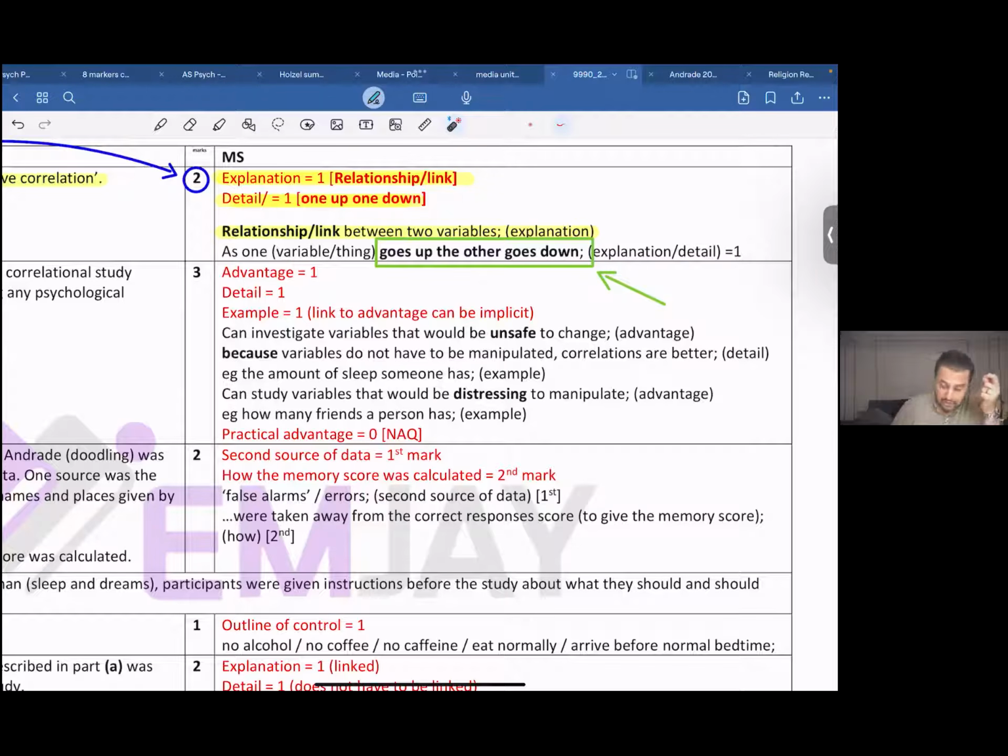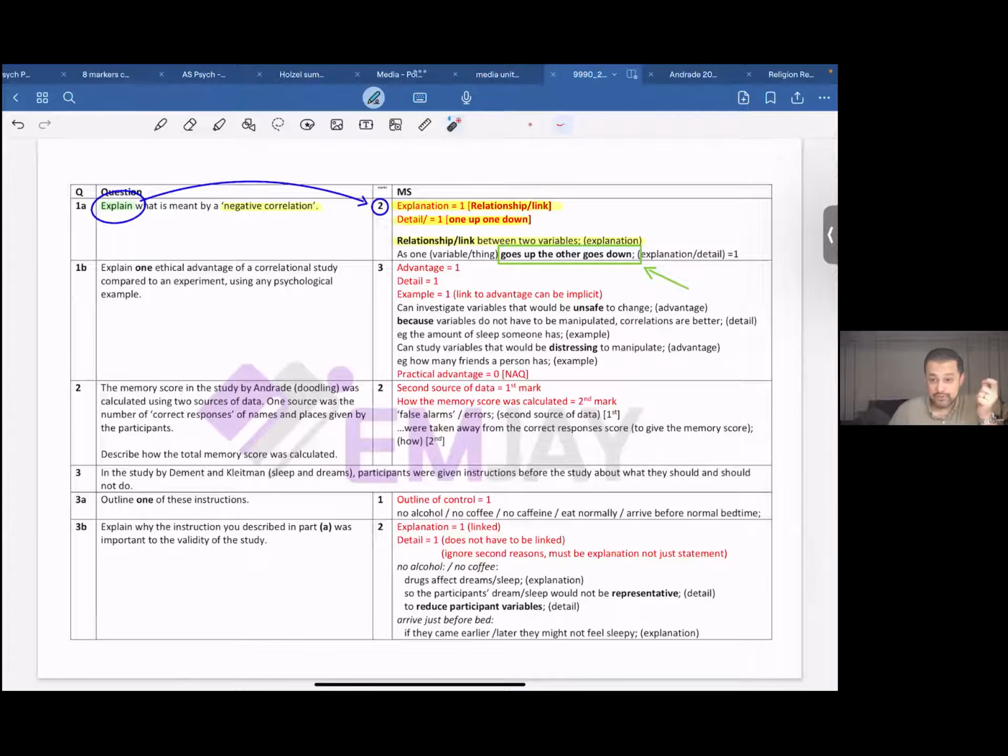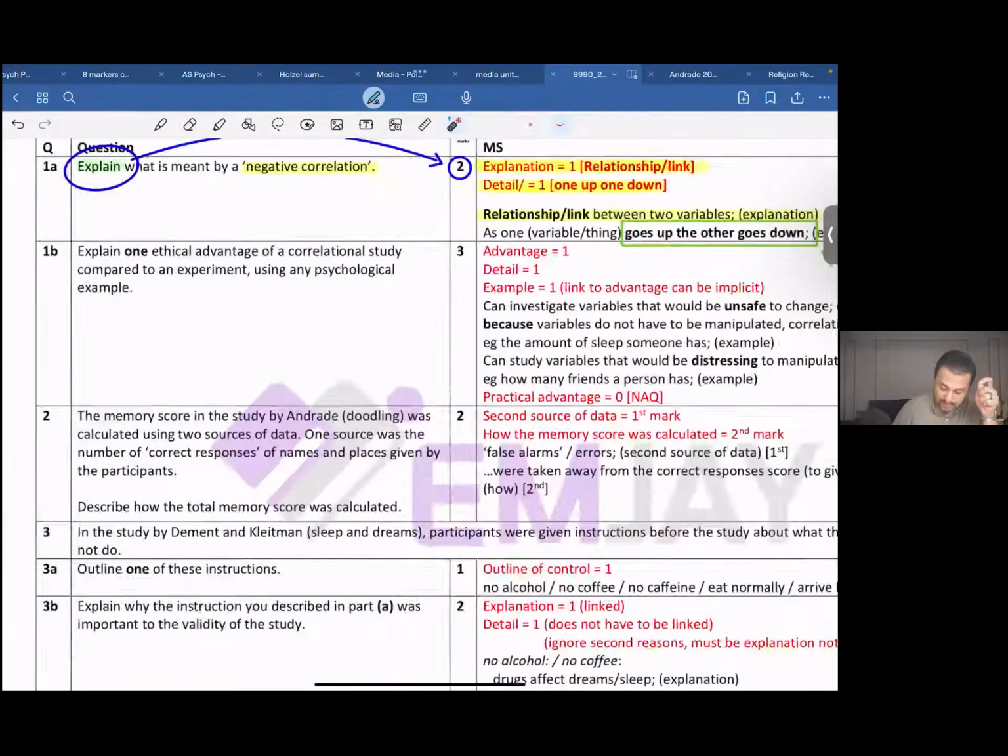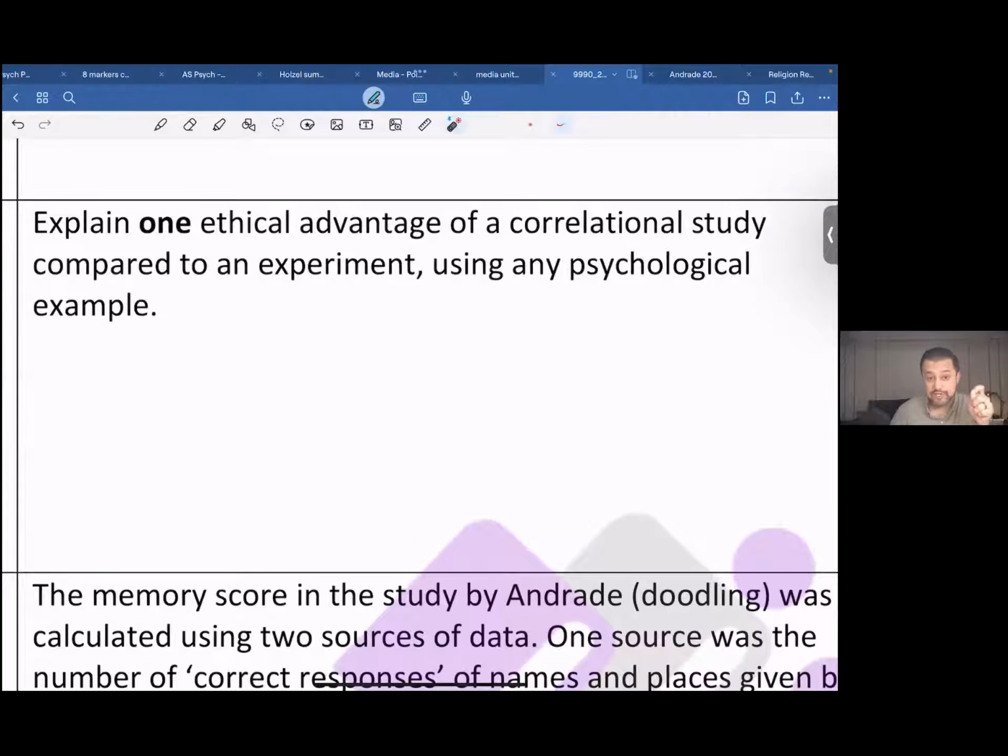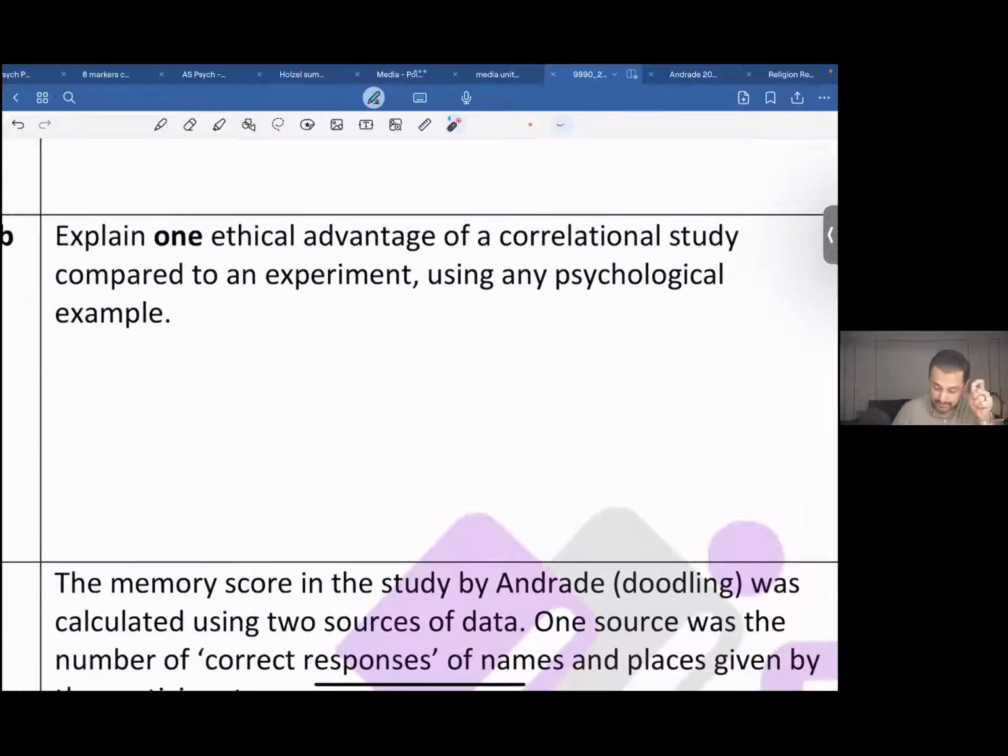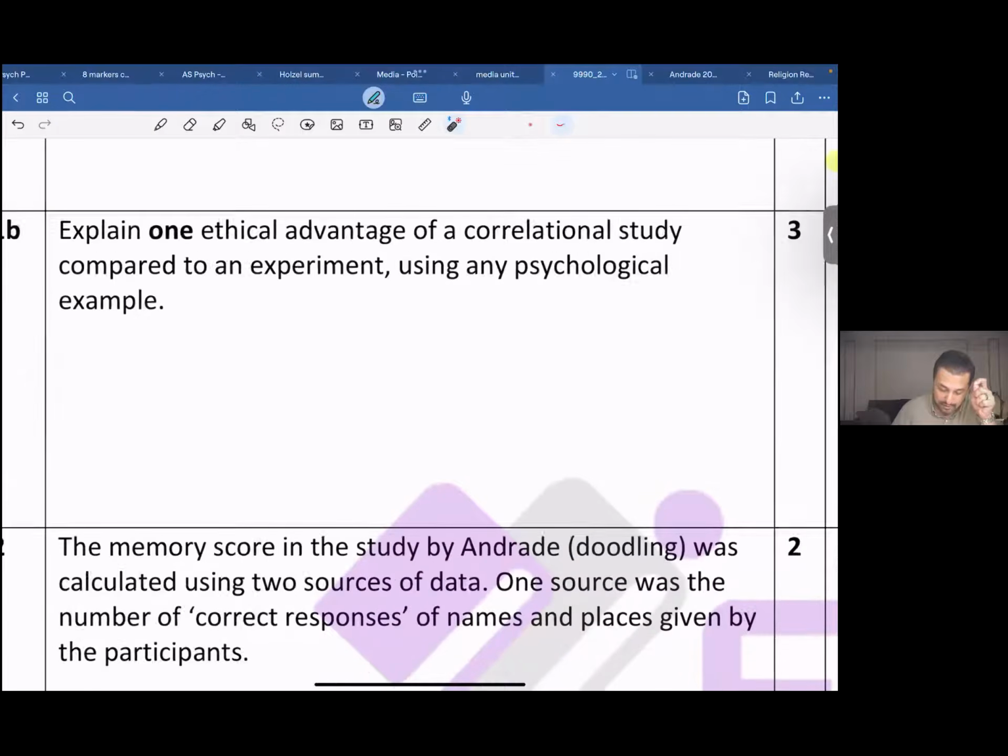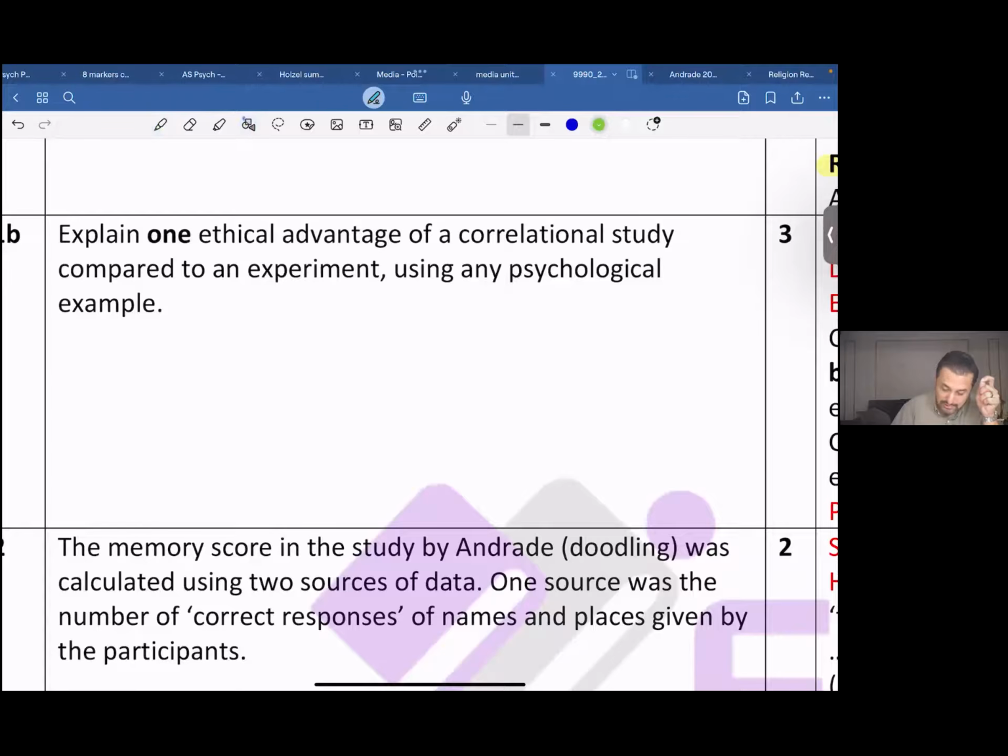Now, moving on to the second part of the first question over here. The second part of the first question over here reads, explain one ethical advantage of a correlational study compared to an experiment using any psychological example. So this happens to be a 3-mark question. This question again is demanding explanation, right?